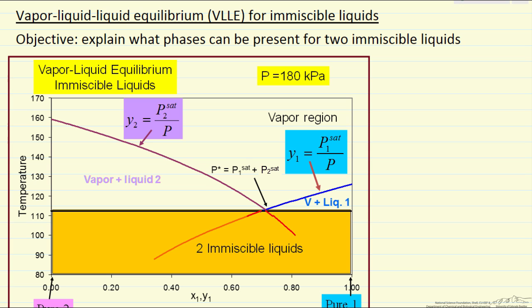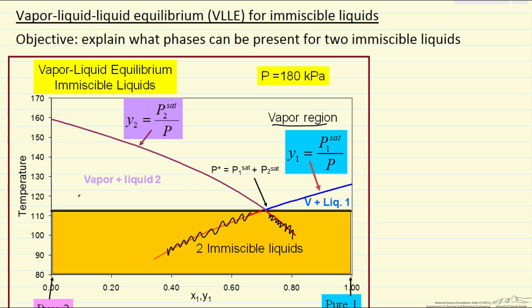What we're showing here is a temperature versus mole fraction diagram for two immiscible liquids. First, I should point out that these extensions don't exist. These are here just to show you the behavior. In the orange region, we have two immiscible liquids present, no vapor, and of course a large region where there is only vapor.